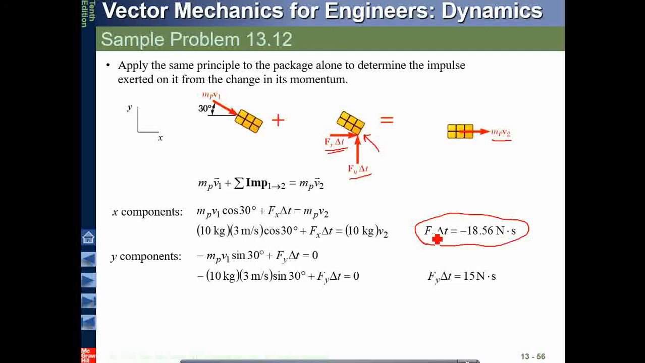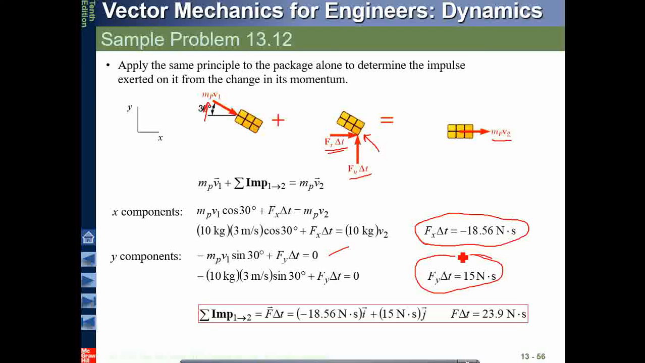And in the y direction, mp v1 sin 30, this component, plus Fy delta t, this vertical component, no other component in this direction, equals 0. Solve for Fy delta t in this way. So you can write in vector form, and in vector form the impulse equation will be 18.56 i and 15 j. And in terms of magnitude, the square root of this, find it out, 23.9 newton seconds is the impulsive force.